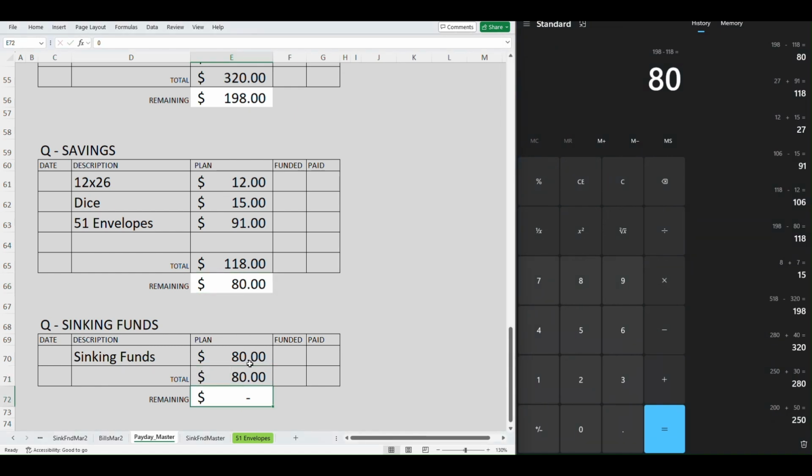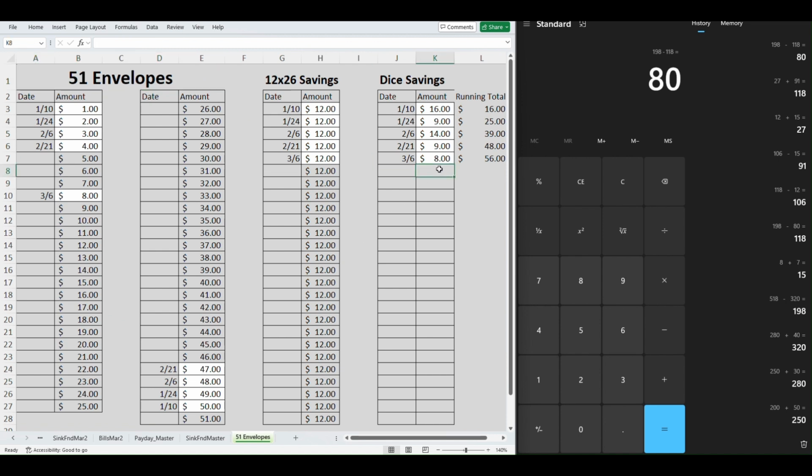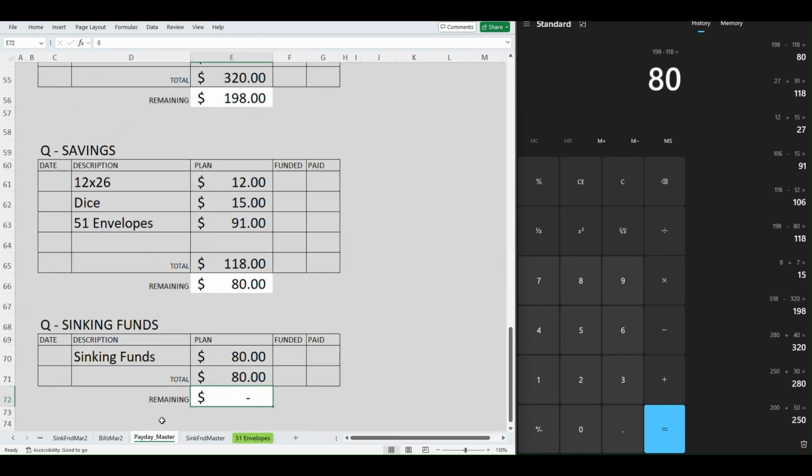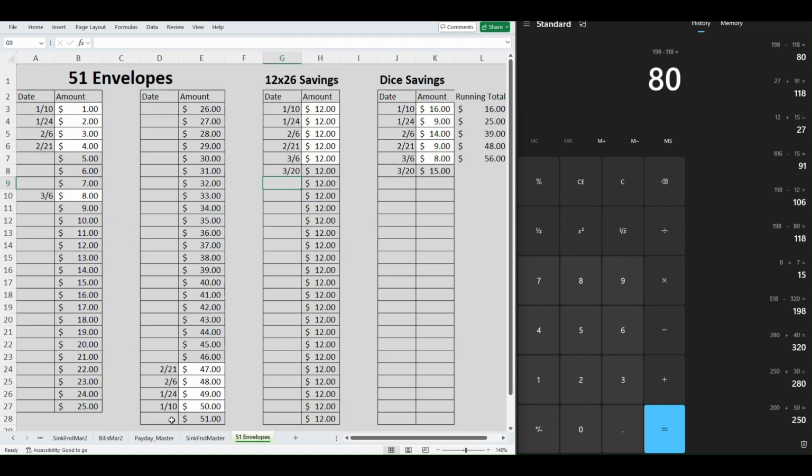All right, let's take a look at our savings challenges. The dice we said was $15. And I'll put today's date, or the date of the paycheck. The 12 by 26, that's $12. And then 51 envelopes we said was $91. So I'm going to fill in a few of the blank spots. Just double checking. Yes, it says $91 there. So we'll do the 51. So 91 minus 51, that means I got $40 left to fill in.